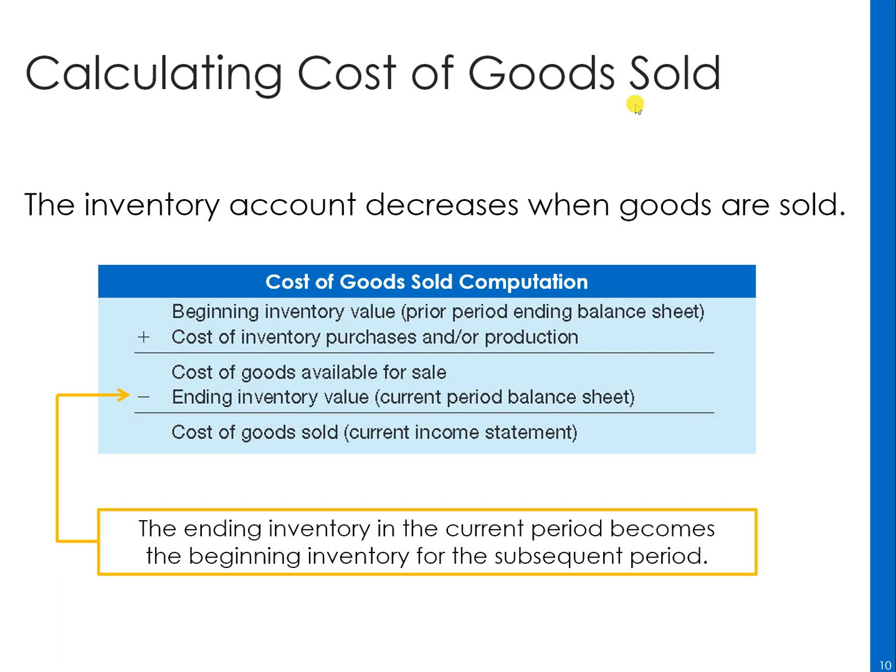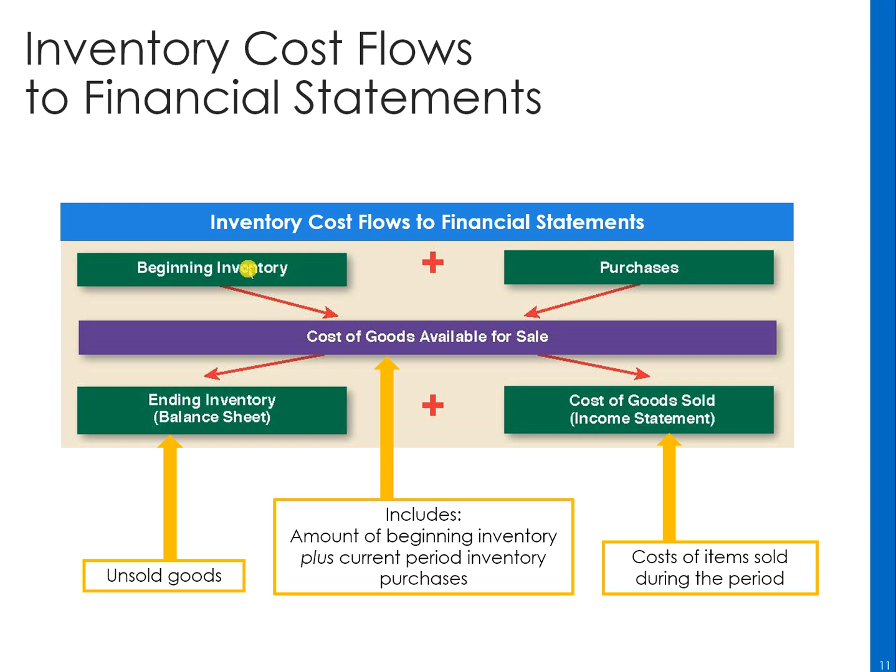To understand how to calculate cost of goods sold, we need to understand how cost flows within companies for inventories. So let's take a look at this picture. We have beginning inventory, right? Our cost will increase with purchase. Together, these are the total costs we have: cost of goods available for sale, the total cost we have for our inventories.